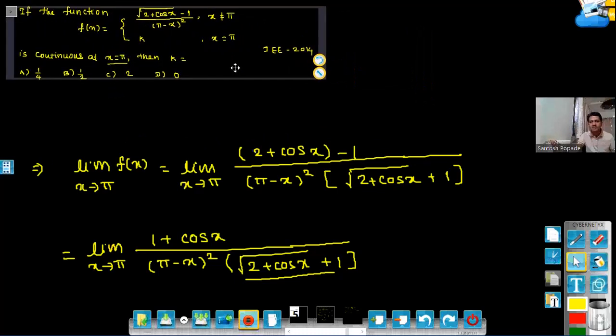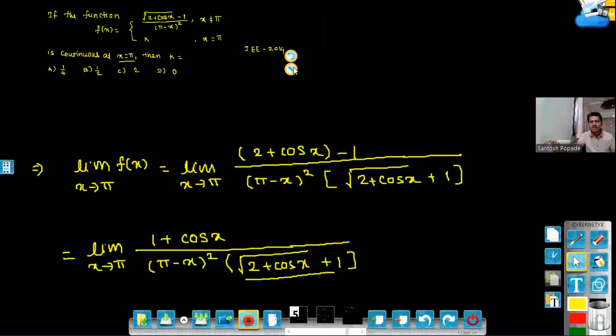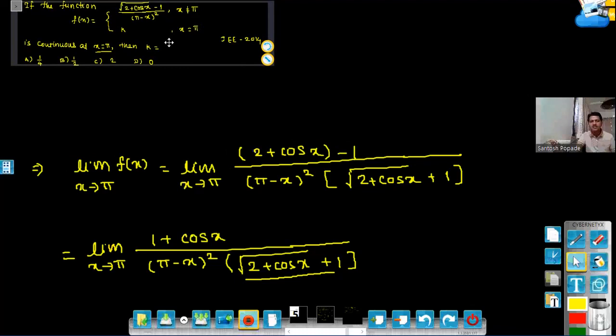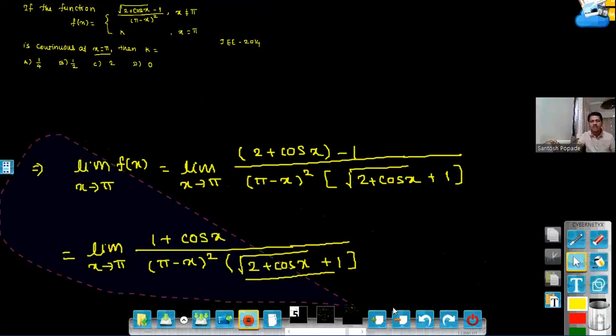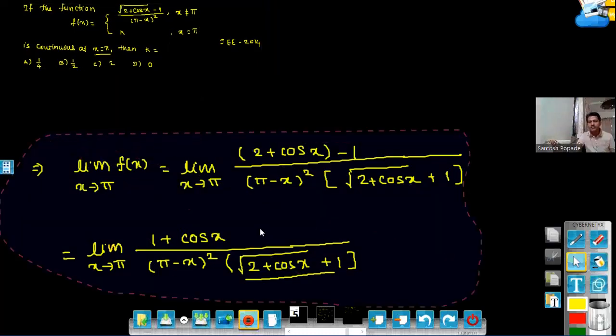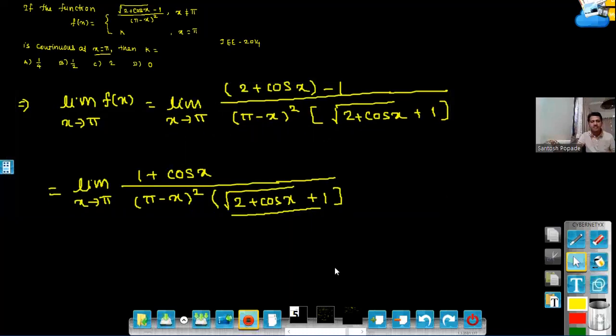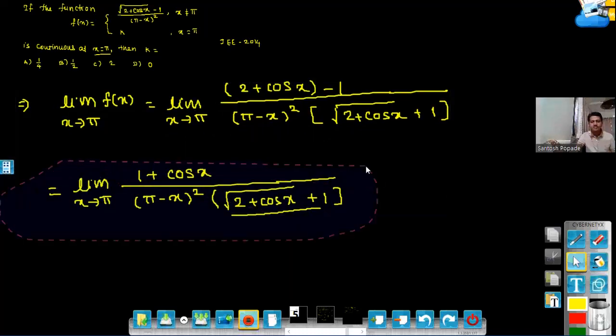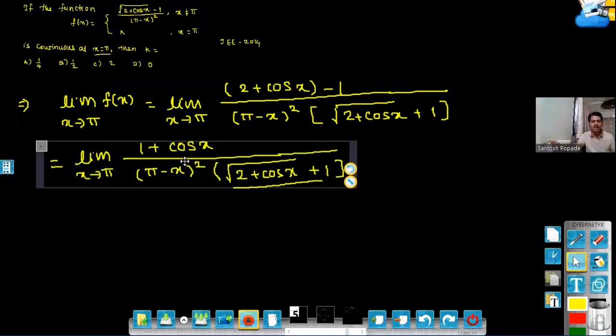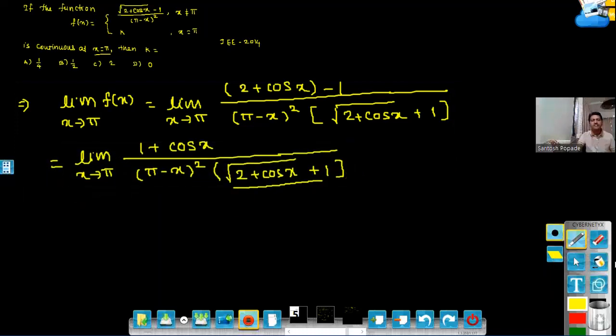So, I will express this required limit as the product of two limits separately, one which will contain a 0 by 0 form and another in which I can find the direct limit. So, let us write this: I am now writing these two terms separately, one which contains the 0 by 0 form and another which can be directly calculated.